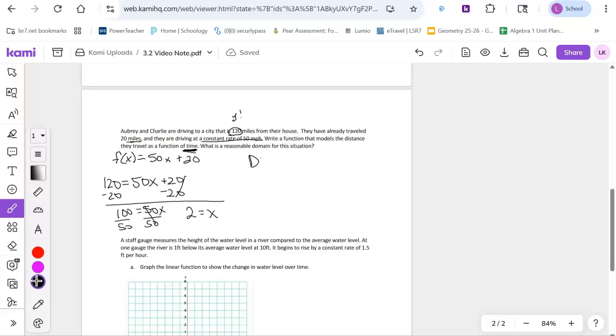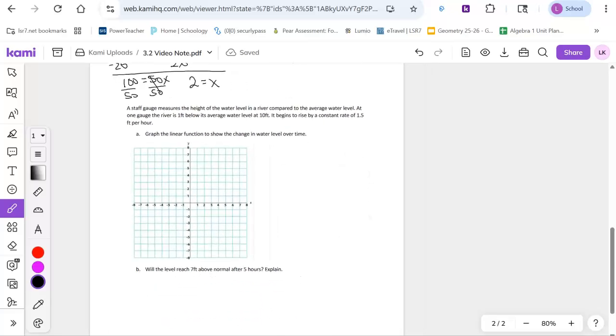So my reasonable domain would be 0 less than or equal to x, which is less than or equal to 2, because the longest it's going to take me is 2 hours, if I'm going at a constant rate of 50 miles per hour. It doesn't ask for my range, but if I wanted to do my range, a reasonable range would be 0 less than or equal to y, less than or equal to 120 miles.